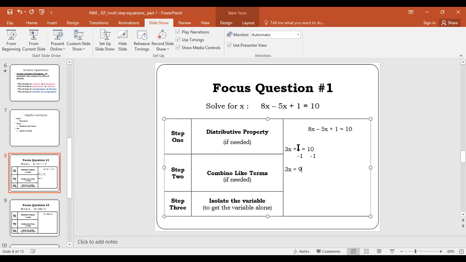And if you notice, we had a plus 1 here, so our opposite is a minus 1. If you see that as addition, then you need to subtract. And I use these terms pretty much interchangeably. Plus is the same as addition or positive. Minus is the same as subtraction or negative. And now I'm almost done, but I don't quite have the x by itself. Divide by 3. Yep, divide by 3, both sides. x equals 3.